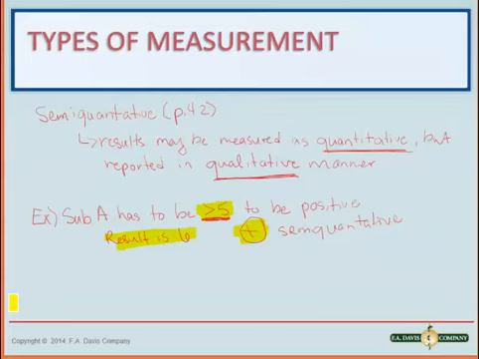So this is associated with a number, but it's not associated with an exact number of analytes present in the substance. So it is semi-quantitative because it's associated with a number, but it's not associated with an exact number.